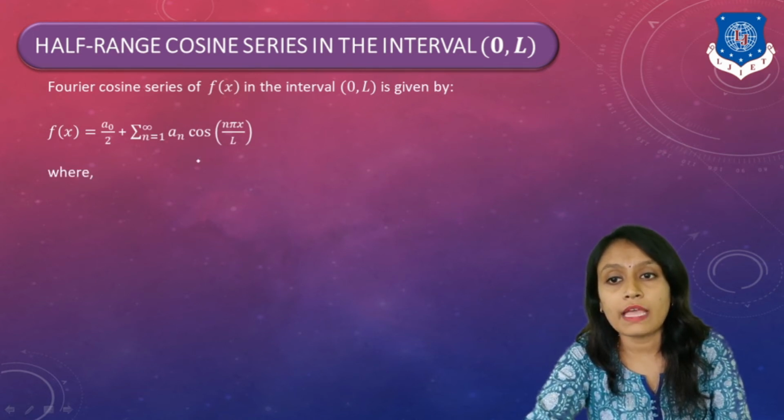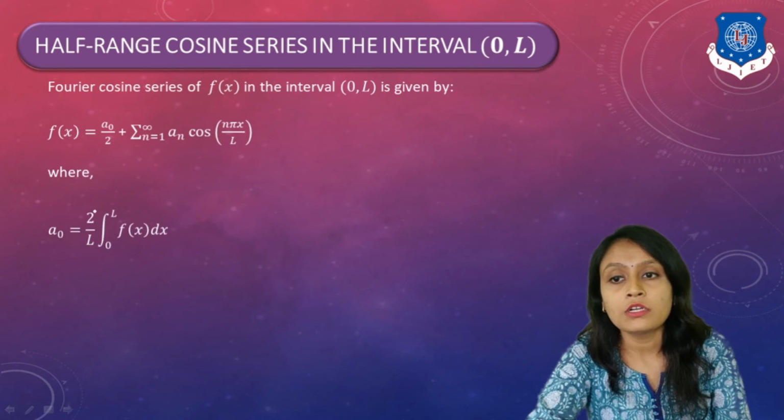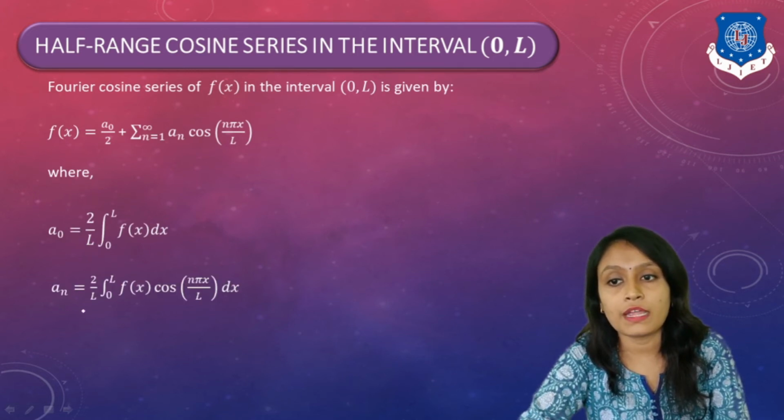Whenever you have L, you have to write in this form, that is n pi x upon L. Now the formula to find A0 is 2 upon L integration 0 to L f(x) dx, and the formula to find An is 2 upon L integration 0 to L f(x) cos n pi x upon L dx, right?